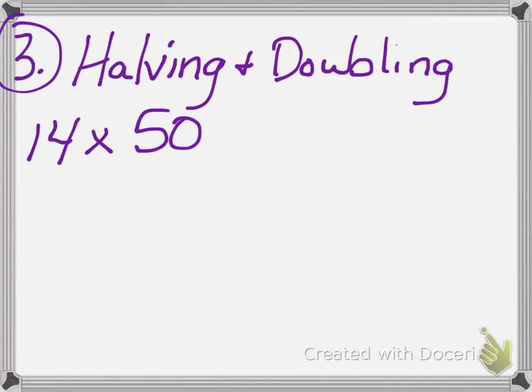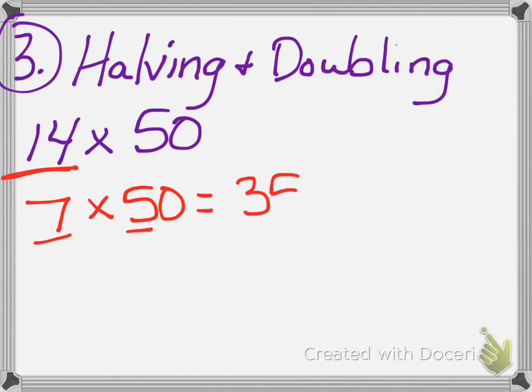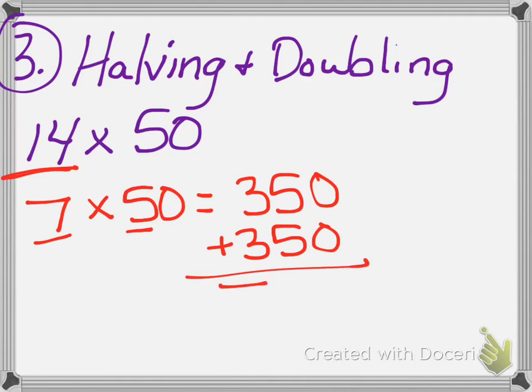One of my favorites that does really make sense to me is the halving and doubling. We're going to take half of 14, which is 7, and we're going to multiply that times 50. So then our basic fact is 7 times 5, and that equals 35, but then I have a 0 between both factors. So that's my halving, and now I'm going to double that. And so I just add that up, and I get 700.